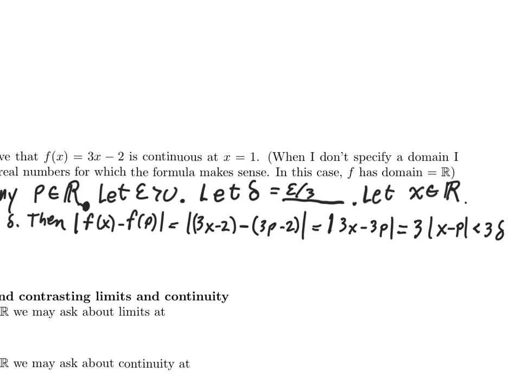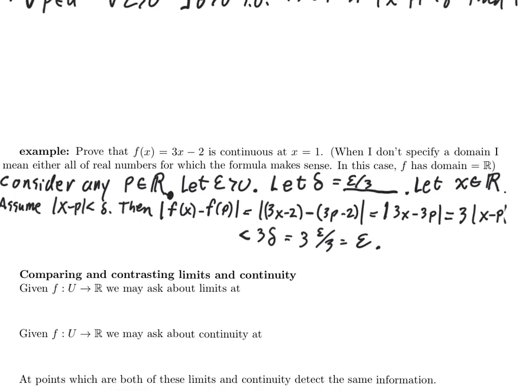Then you would wind up with 3 delta. In order to make this more readable, is less than 3 delta equals 3 epsilon over 3, which is just epsilon. Oh, neat. So let's read that.